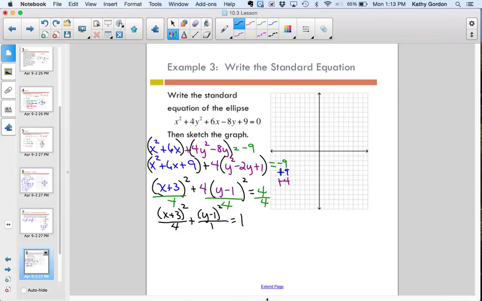Okay, so now I should be able to identify a and b. Which one's going to be a squared? The 4, so a's got to be 2. Which one's going to be b squared? The 1, so b's got to be 1.